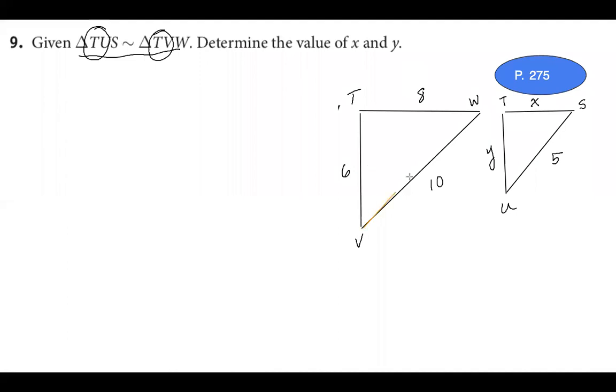It looks like side VW and side US are my corresponding sides that are both numbers. And that's going to get me my scale factor. I'm going to stick with big triangle over small triangle. So I'm going to put 10 over 5. Now I want to set that equal to another pair of corresponding sides. Let's go with TS and TW. It's not great. You get the idea. Big triangle over small triangle. So I'm going to have 8 over x. Now I could simplify 10 over 5 to 2.